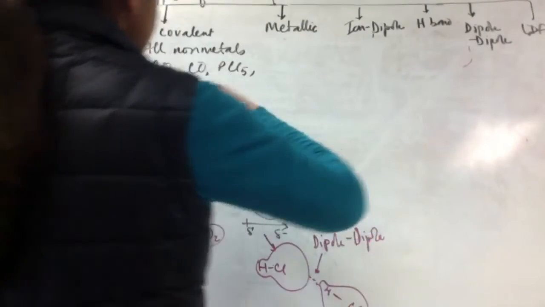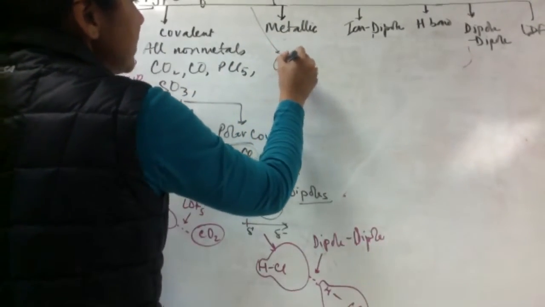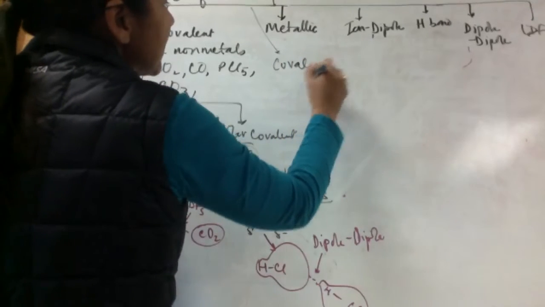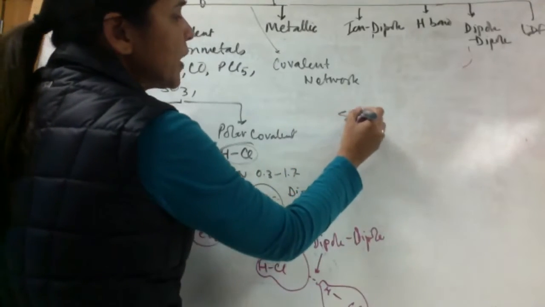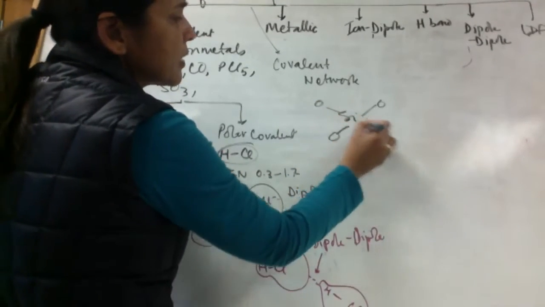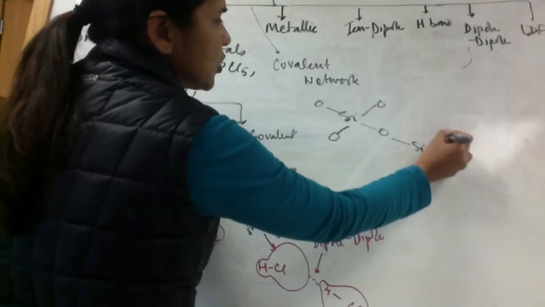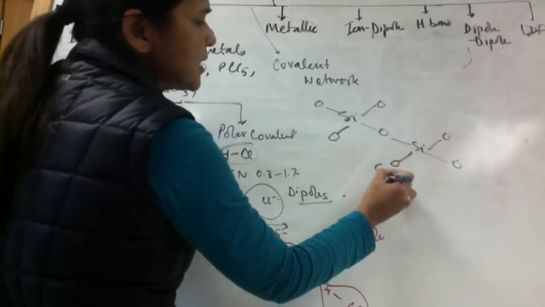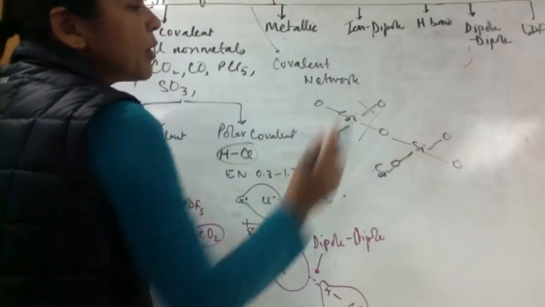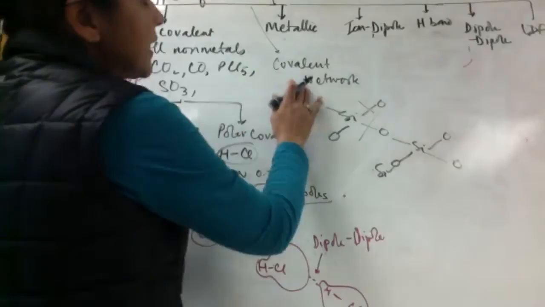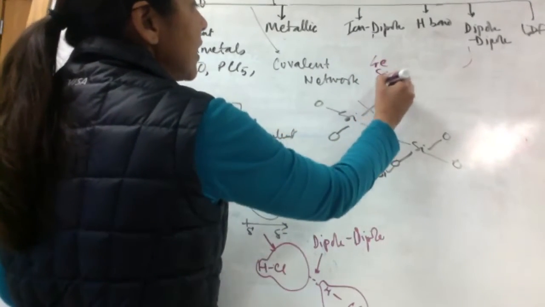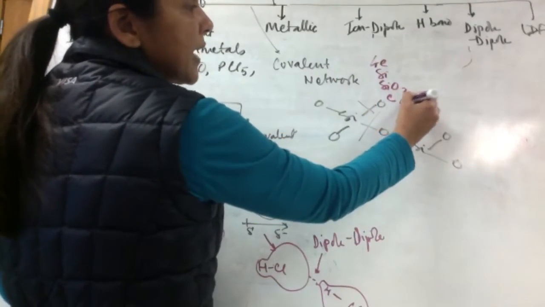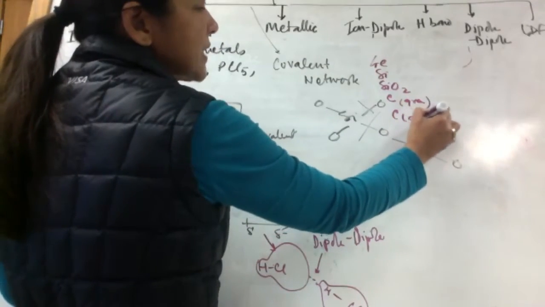Okay, moving on to one more here, which is covalent network. In covalent network, it's like a network of molecules or atoms that are joined to each other with covalent bonds. So SiO2 is one such molecule where every single bond is a covalent bond. Covalent network compounds you've got to memorize. They are germanium, silicon, silica, carbon as graphite, carbon as diamond.